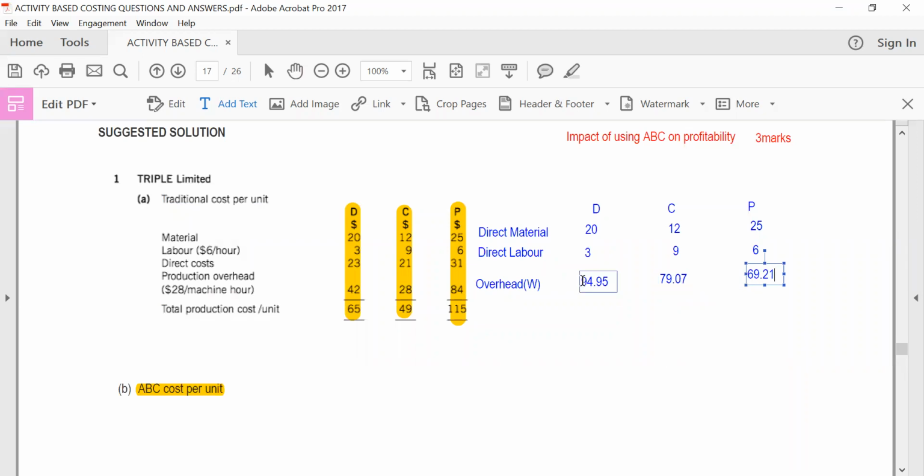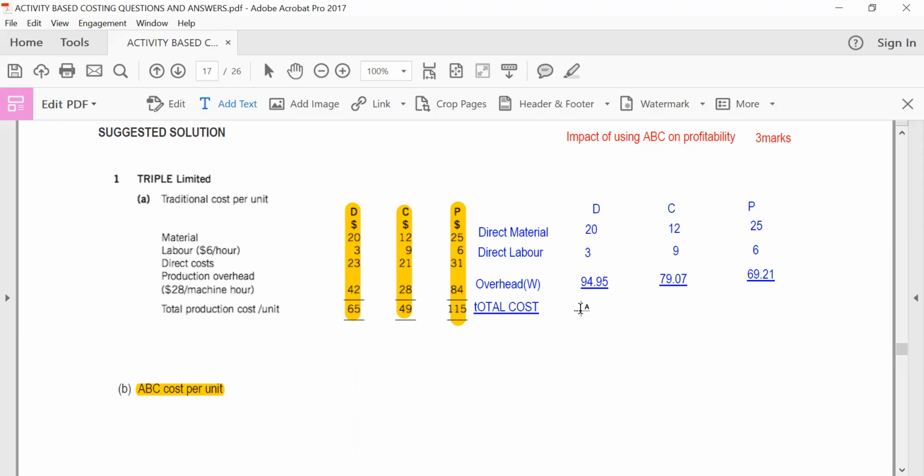So at the end of the day, you can find the totals to get the total cost. The last item, I can also underline them, right? So the total cost under activity-based costing, I can add them: 20 plus 3 plus 94.95.